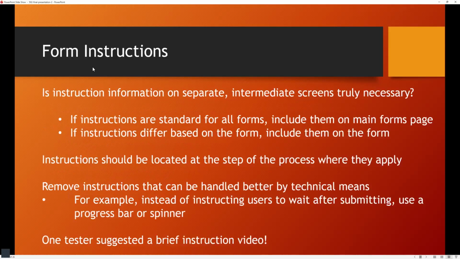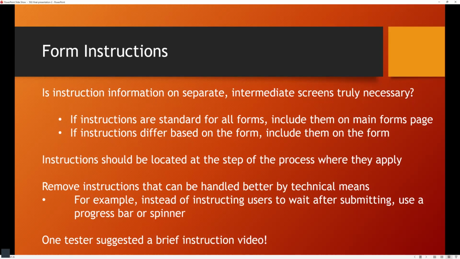Regarding the intermediate screens containing form instructions, are these screens and information truly necessary? If they are, and if the instructions are standard for all the forms, the instructions should be included on the main forms page one time. If the instructions differ based on the form, the instructions should be included on the form itself, and they should be located at the step of the process where they apply, not in a chunk that the user has to remember or switch back and forth between tabs to verify.